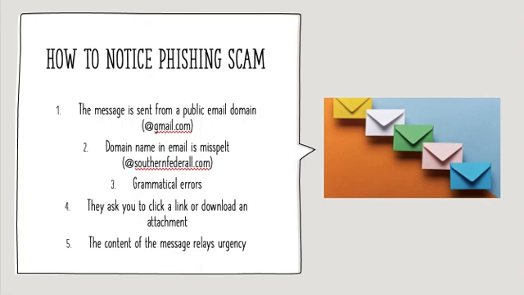Another tactic they use is asking you to click a link or download an attachment. So if there's anything suspicious from strangers, do not click the link, do not download anything until you can confirm with the enterprise that they have sent you something to download. Another indication is the content of the message relays urgency, such as the last example with the overdue bill. The social engineering part of the phishing scam is eliciting the human emotion.